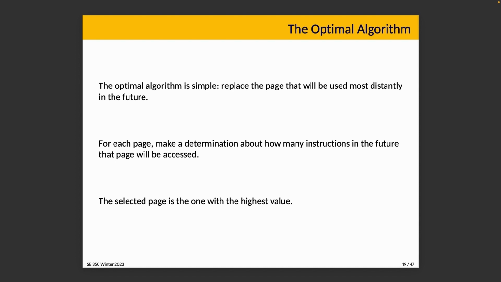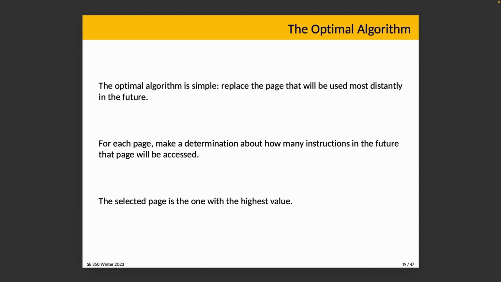Okay, so the first algorithm that we're going to talk about for cache eviction, page replacement, if you will, is the optimal algorithm. And the optimal algorithm is actually very simple to describe. It says replace the page that will be used most distantly in the future. That is to say, for each page, make a determination about how many instructions in the future that page will be accessed. The selected page is the one with the highest value.